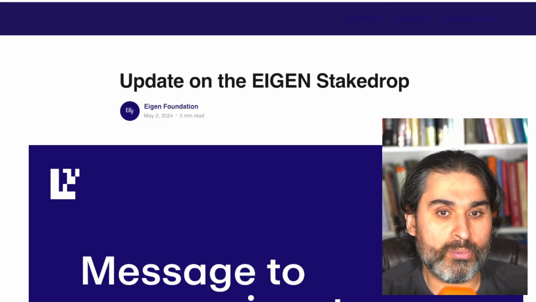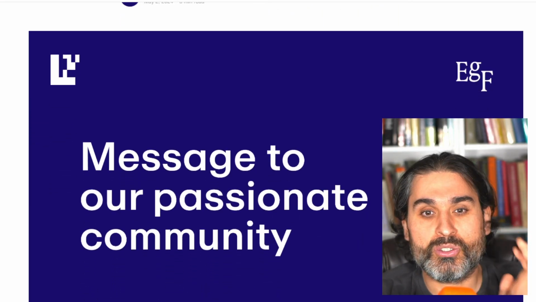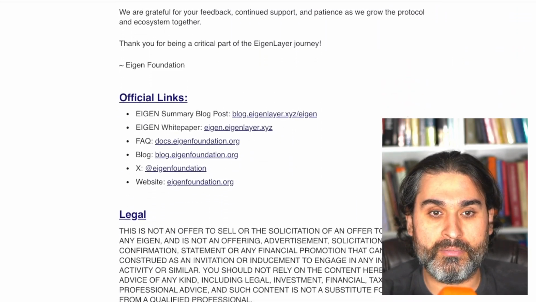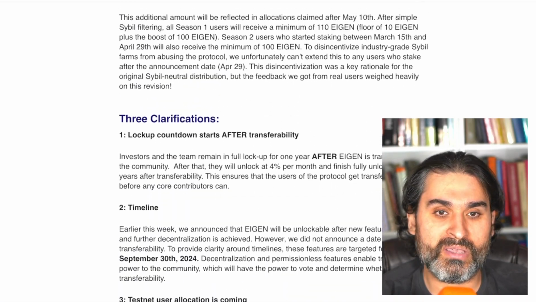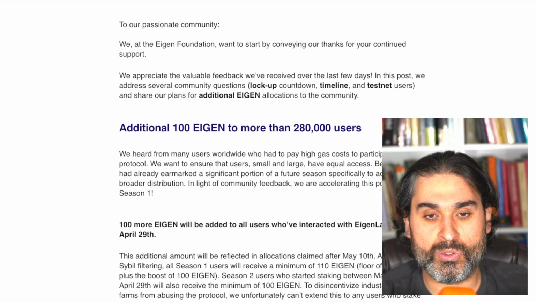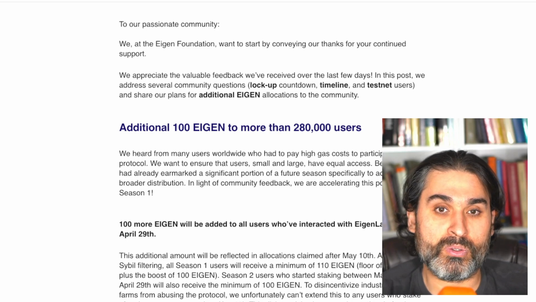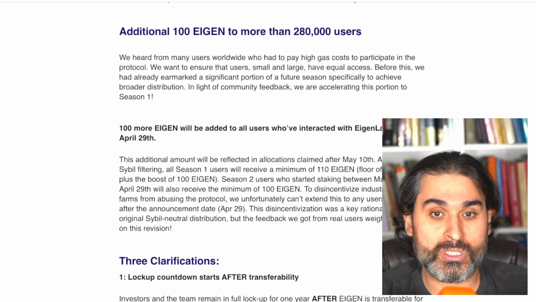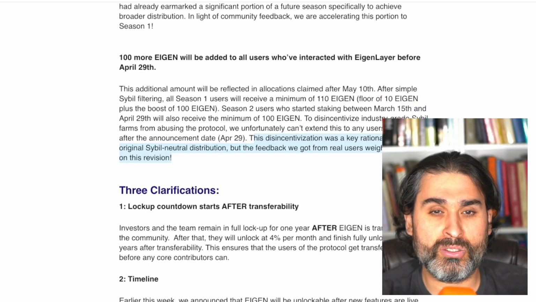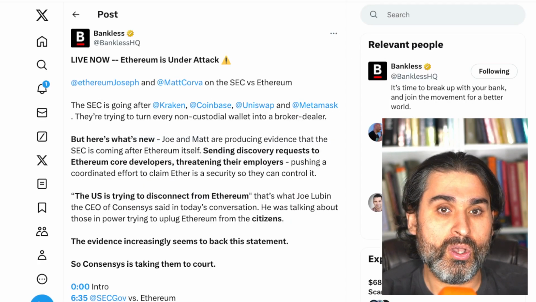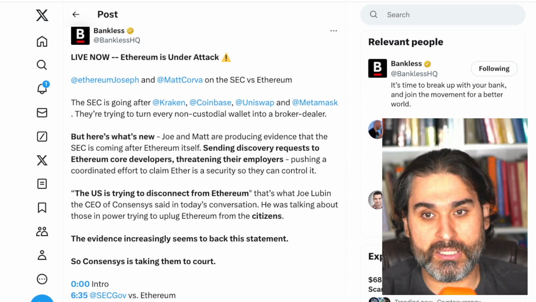With that, they also wrote a blog post. It says, "Update on the Eigen stake drop, message to our passionate community." Just like that tweet, they're explaining different things, and there's a whole lot of legal stuff there as well, so you can give that a read if you are interested. But everyone's going to be getting 100 more tokens. And if you were farming with multiple airdrops, they're saying they're going to use anti-Sybil distribution. It says, "Decentralization was key rationale for the original anti-Sybil distribution, but the feedback we got from real users weighed heavily on this revision." So that's pretty cool.